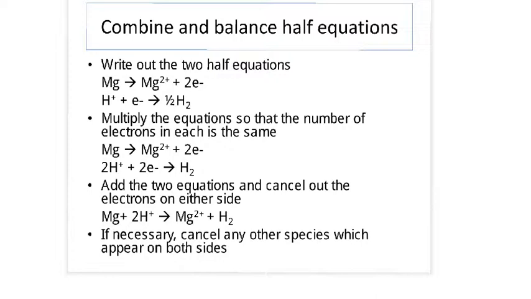Once you've done that, because we've now got the same number of electrons in both equations, all you need to do is add those 2 equations together, making sure that you cancel out the electrons on either side. So everything on the left hand side of the arrow would be Mg plus 2H+. You don't include the electrons because they cancel out, and then you've got an arrow, and then you've got Mg2+ plus H2, and again you don't include the 2 electrons because they cancel out with the left hand side. In this case we don't need to do anything further, but it might be that you had H+ on both sides, or water on both sides, in which case you'd cancel out any other species which appear on both sides.